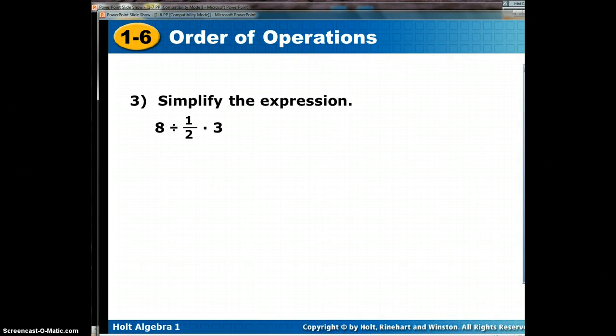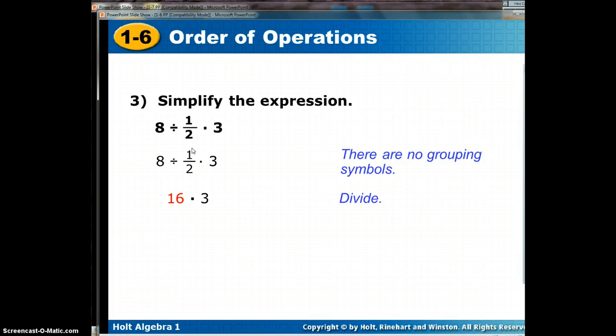Simplify this. Okay, 8 divided by 1/2 times 3. No parentheses, there's no exponents. I just do in order from left to right, multiplication and division. So 8 divided by 1/2. So 8 divided by 1/2 is the same as 8 times the reciprocal of 1/2, which is 2.